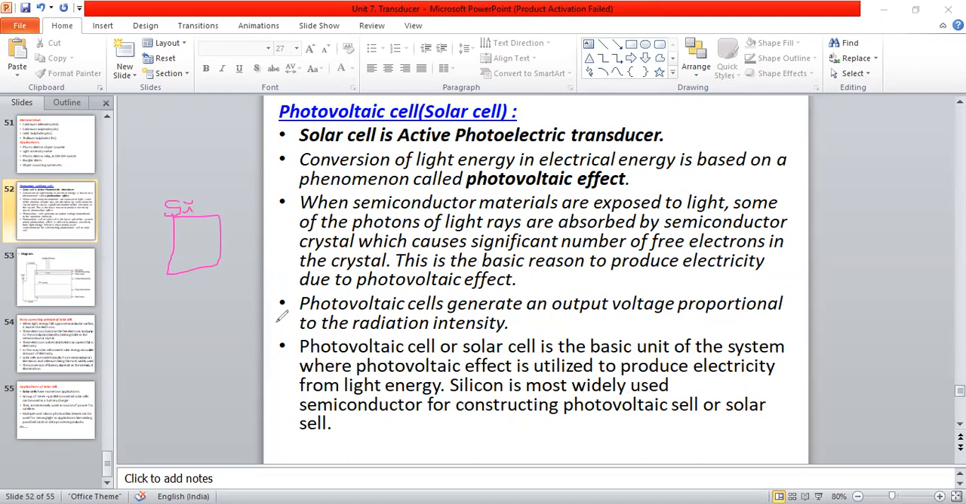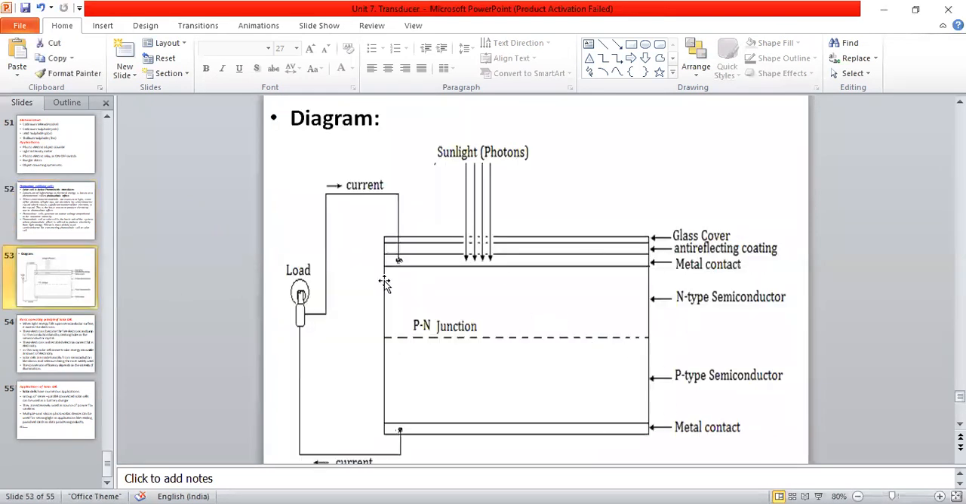We are going to call that one the solar cell. Silicon only we are going to use here. So the diagram will give more knowledge about that one. See here. This is the solar panel, and in the panel, this is the solar cell or photovoltaic cell we are going to consider here.